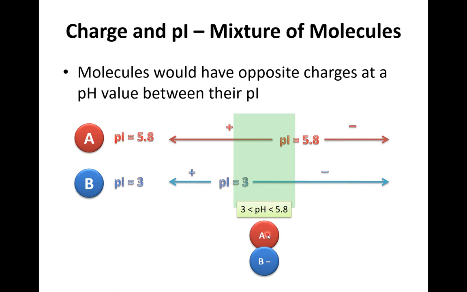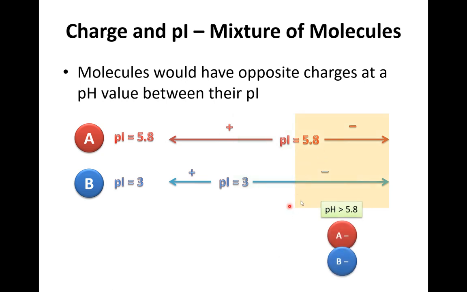at this point one molecule, in this example molecule A, which will still be positively charged because 4.5, for example, is lower than 5.8. So it's positively charged. But now you know that you have manipulated at that pH molecule B, making it negatively charged. So now these two molecules have opposite charges. Then if you go higher than 5.8, obviously both of them will become negatively charged.